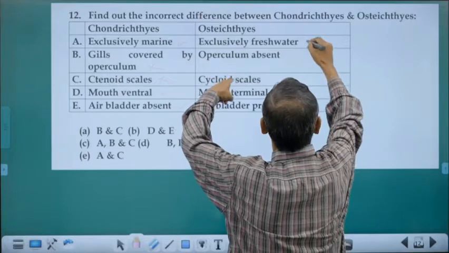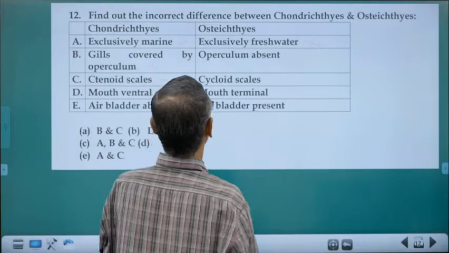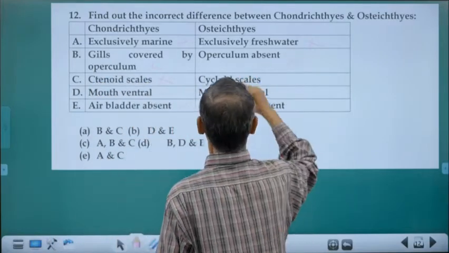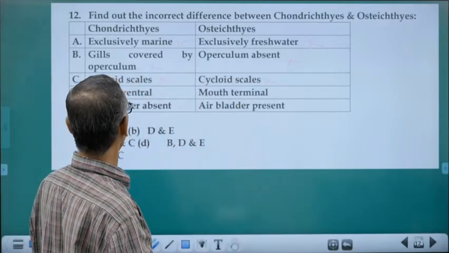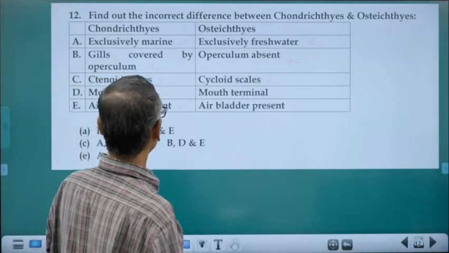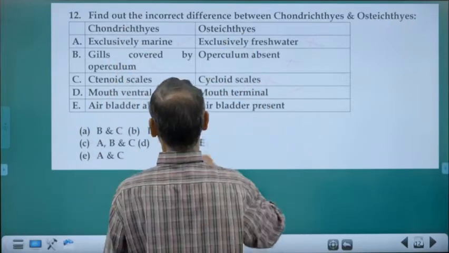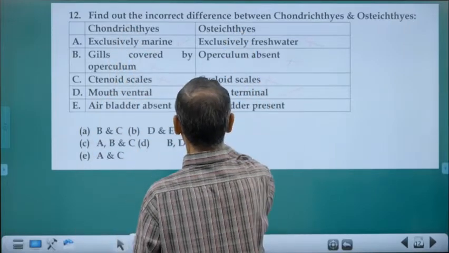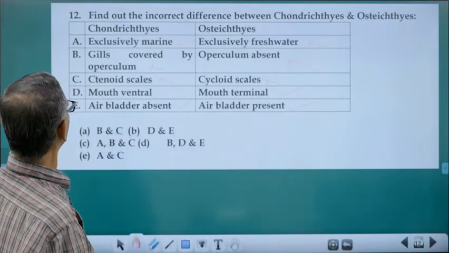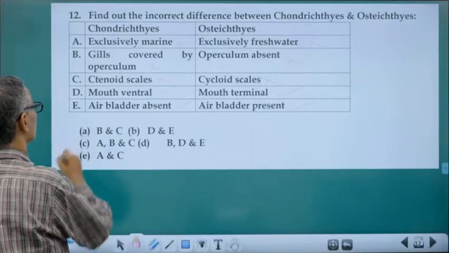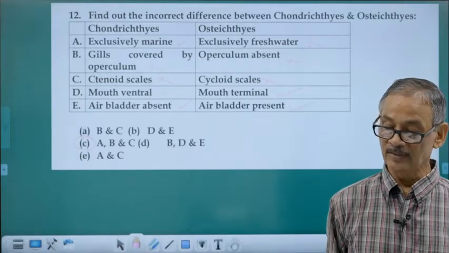Osteichthyes, exclusively freshwater. No, they can be freshwater, marine or estuarine. Operculum absent. No. Cycloid scales, either cycloid or ctenoid. You can have cycloid or ctenoid. Mouth terminal. So this is having both correct. Okay, all these are incorrect. Air bladder absent, air bladder present. So you can take A, B and C. Okay, A, B and C.